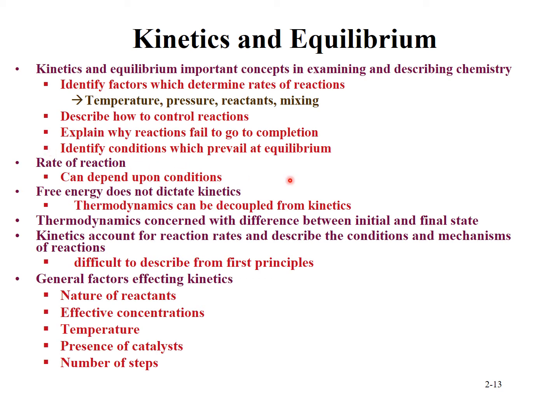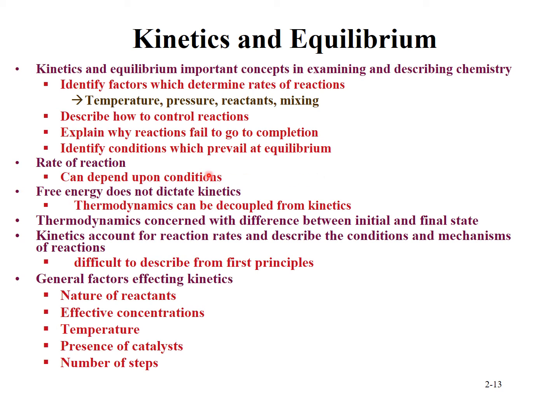When we discuss equilibrium constants and thermodynamic data, this will be important for understanding which are the dominant chemical forms as one approaches equilibrium. Okay, the rate of the reaction can depend upon the conditions. As a general rule of thumb, for example, if one wants to double the reaction rate, the temperature can be increased by 10 degrees centigrade.